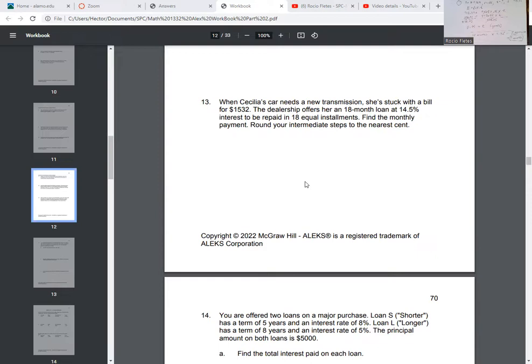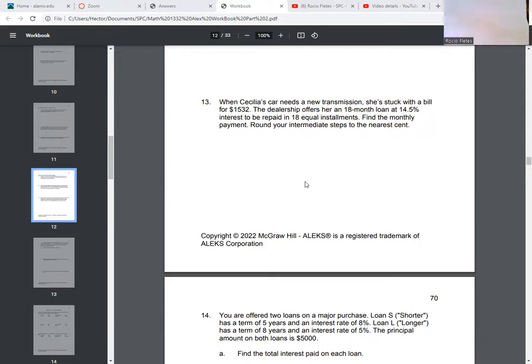Again, this is simple interest. It's not compound interest. Why? Because nowhere in the question do we see compound. So we have to deal with simple interest here, and that means we only have two formulas. And it seems like it's going to be the first one again, right?